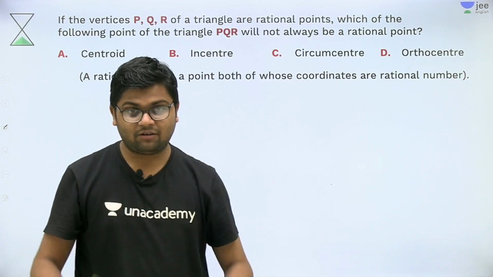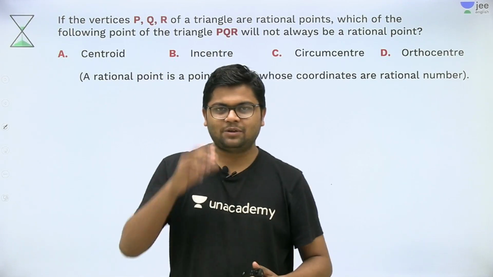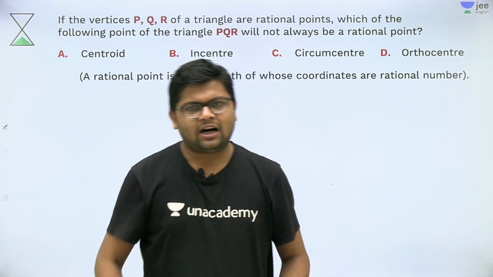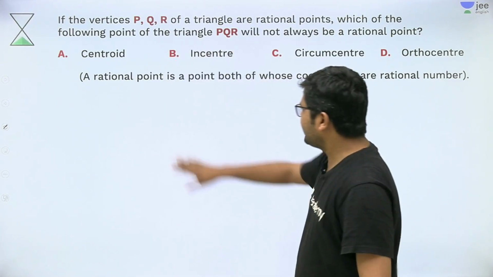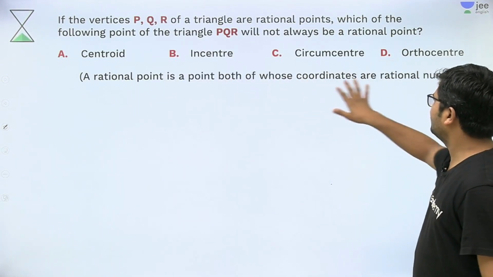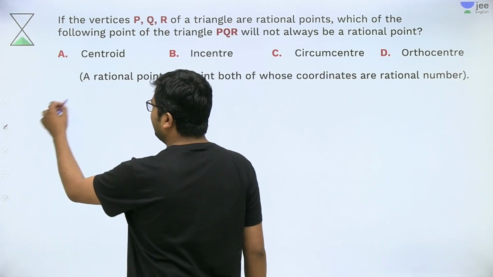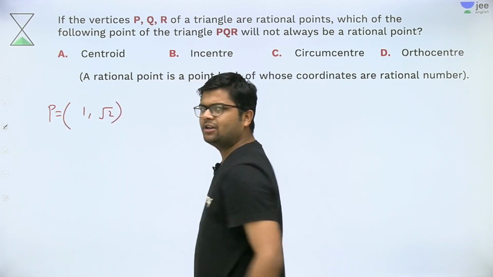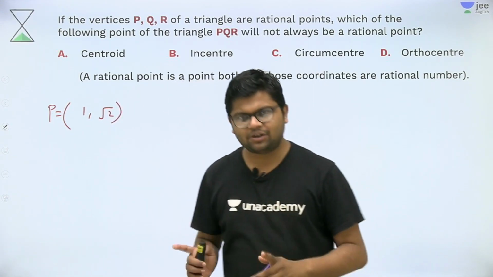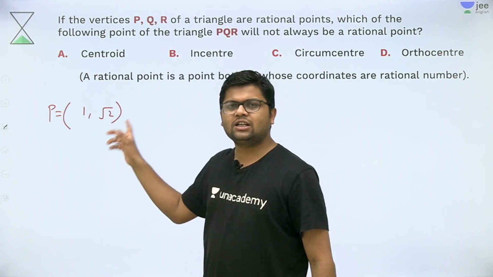Very good question, a very logical question and important question. If the vertices P, Q, R of a triangle are rational points, what is a rational point? The question has given us that a rational point is a point both of whose coordinates are rational numbers. Let us suppose there is a point P with coordinates (1, root 2). Now this point is not a rational point, because its y coordinate is not rational.